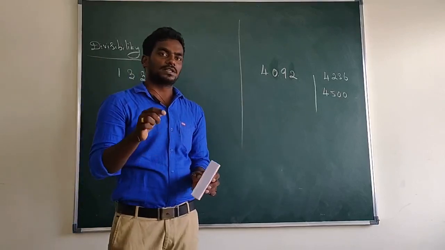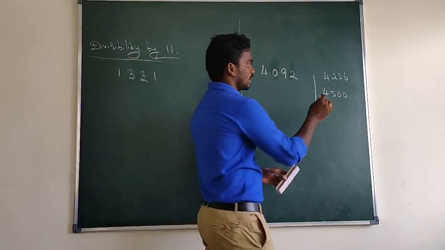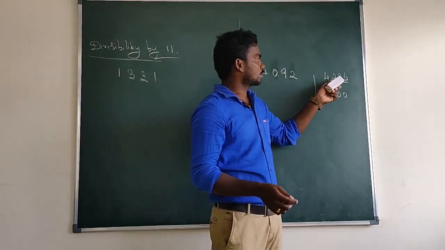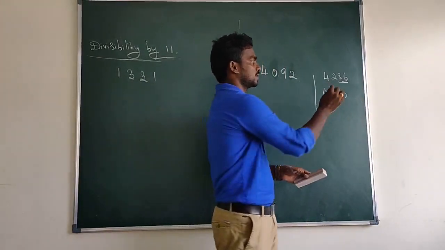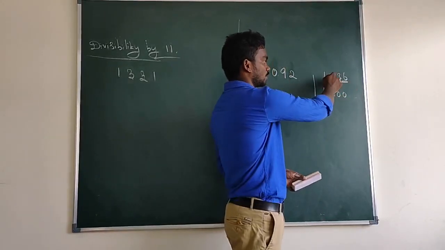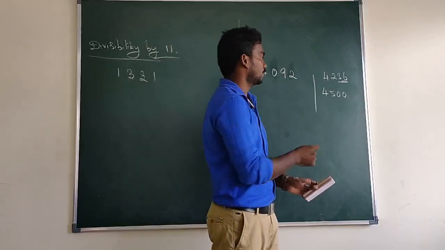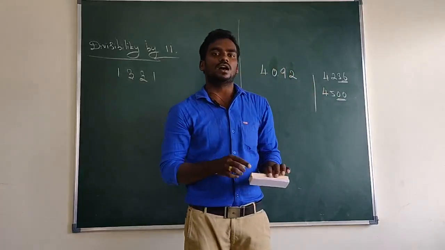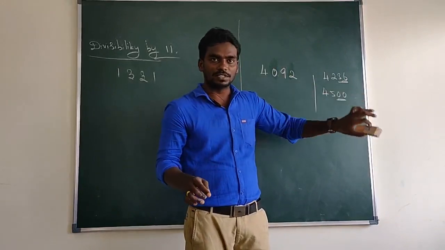For the divisibility condition of 4, we discussed that if the last two digits are divisible by 4, the number is divisible by 4. So 4236 is divisible by 4 because the last two digits are 36, and 36 is divisible by 4. So 4236 is also divisible by 4. And one more condition: a number whose last digits end with 20 is also divisible by 4.